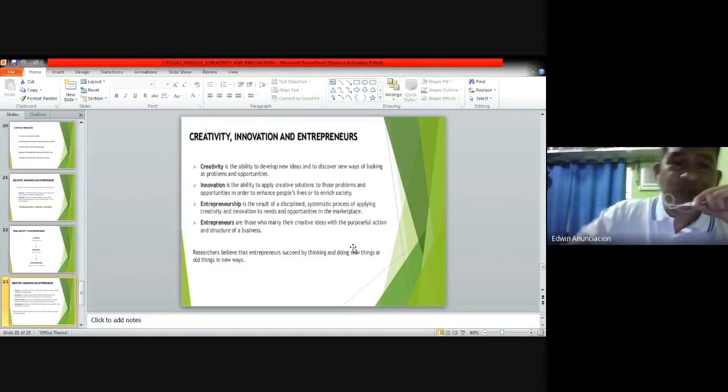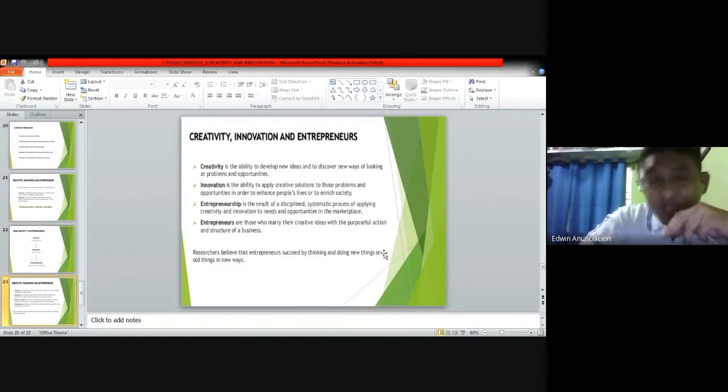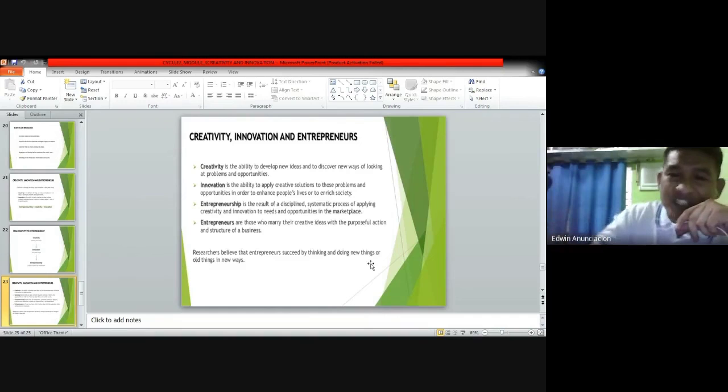So, sino po ngayon? Siyempre si entrepreneur, siya yung creative at saka innovative. So, people who marry these creative ideas with purposeful action and the structures of business. Researchers believe that entrepreneurs succeed by thinking and doing new things or old things in new ways. Totoo po yan, no? Yung old things in new ways, kailangan talaga magkaroon ng changes or improvement.